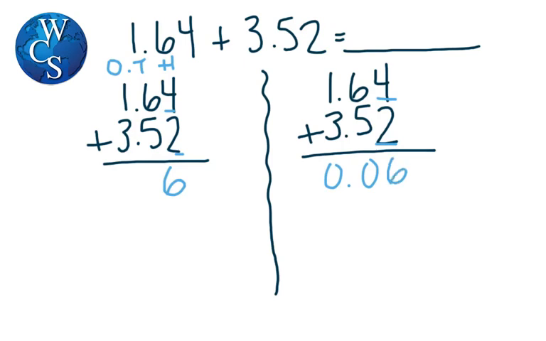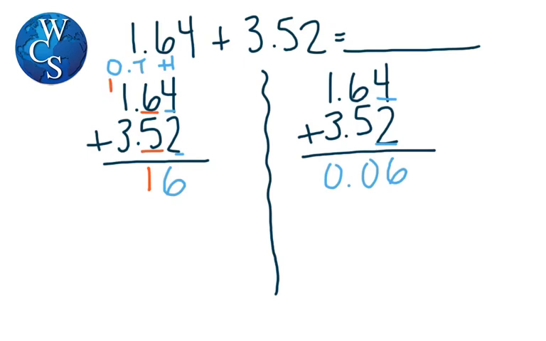Next, I'm going to add my tenths in the standard algorithm strategy. I know that 6 and 5 tenths is 11 tenths. 11 tenths actually means 1 and 1 tenth. So for 11 tenths, 1 is going to go in the bottom in the tenths column, and the 1 whole is going to be in the ones column.